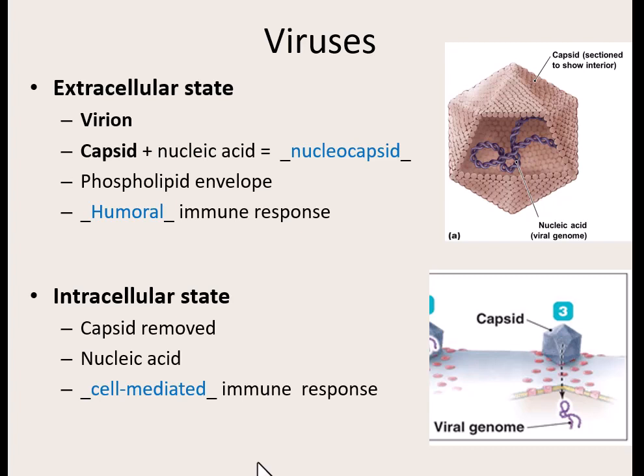When a virus finds a cell, it can get rid of the capsid. Once it gets inside of the cell, it doesn't need that protective coat anymore. The job of that virus is to get that genetic material inside of the cell, and then it will hijack it with the genetic information that it has on that nucleic acid. So in the intracellular state, it gets rid of the capsid, and just the nucleic acid is found. Once it's inside the cell, our intracellular or cell-mediated immune response comes into play. Our T cells are going to have to recognize that this is an infected cell, and kill the cell. These are different types of immune responses.